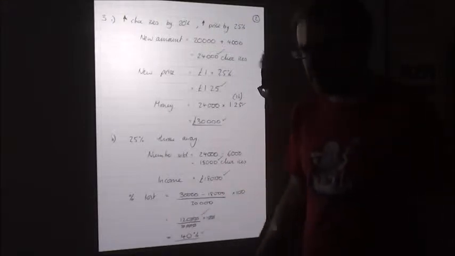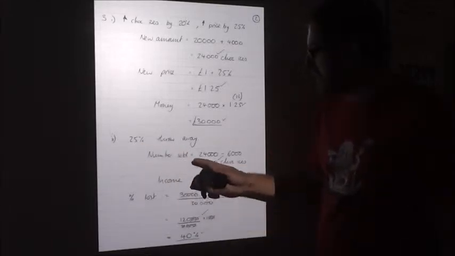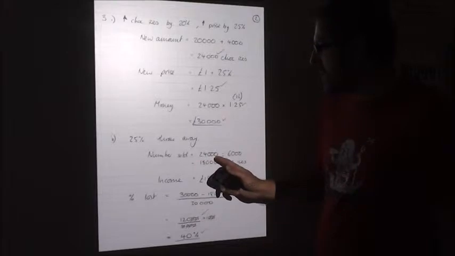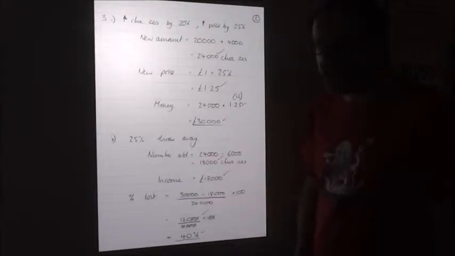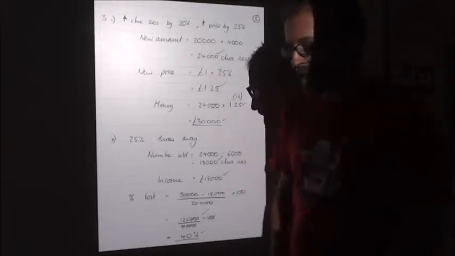However, the weather goes off, so they throw 25% away. So if you take away 25% of 24,000, that means they actually sell 18,000 chalk ices. For £1 each, they sell them for £18,000.